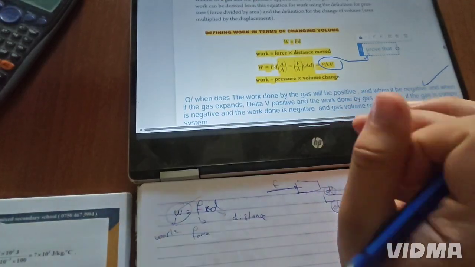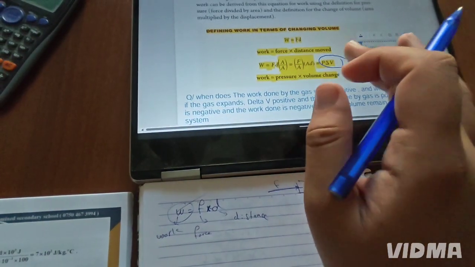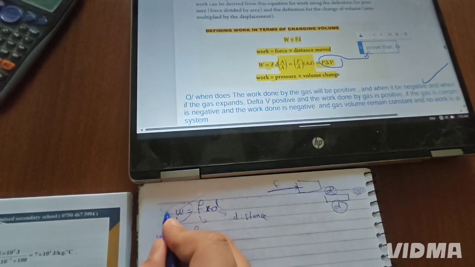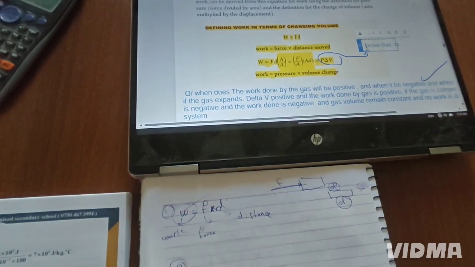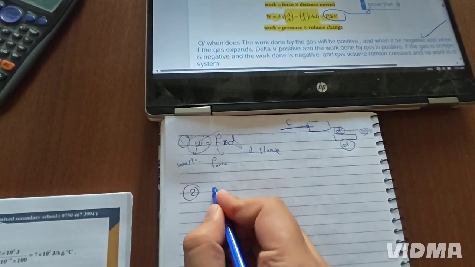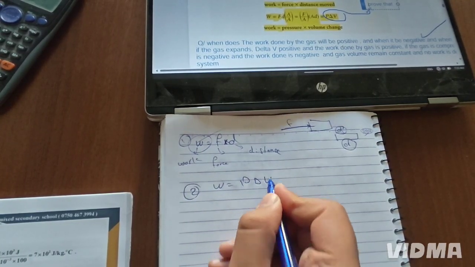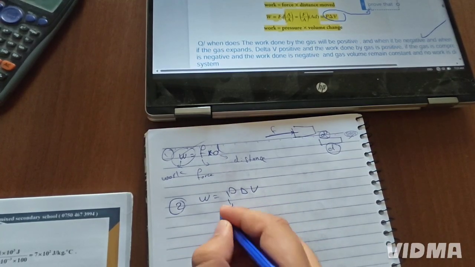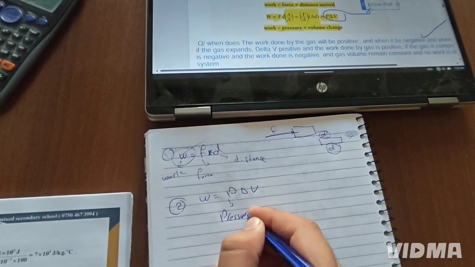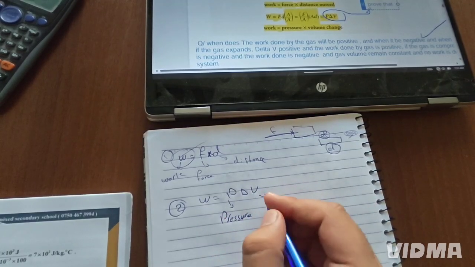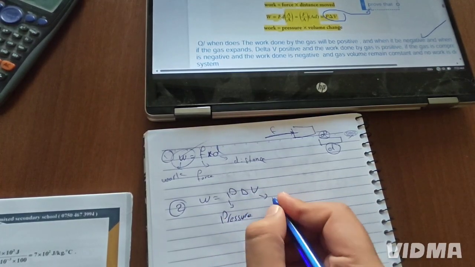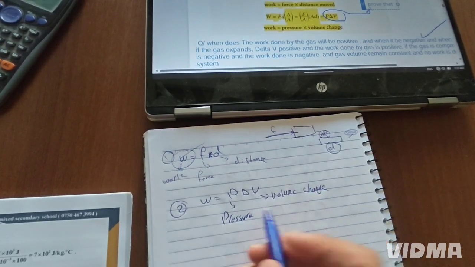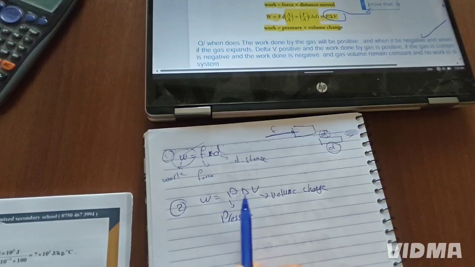Good. This is the first rule of work. We have a lot of formulas, rules of work, and this is the first one. The second one: W is equal to P delta V. This is the second rule of work. P means pressure, and delta V means change in volume, because of the small triangle, the volume change. Pressure times delta V.